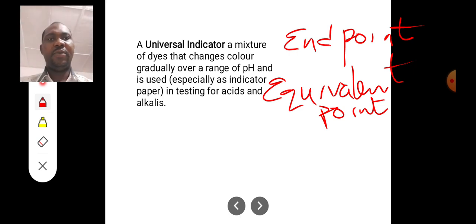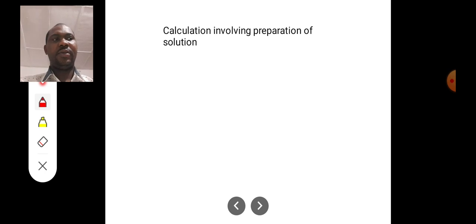Okay, we move. So let's see. This is calculation in preparation of solution.